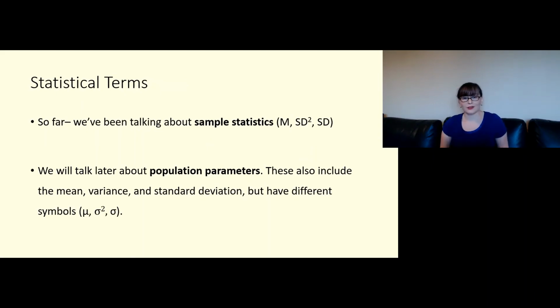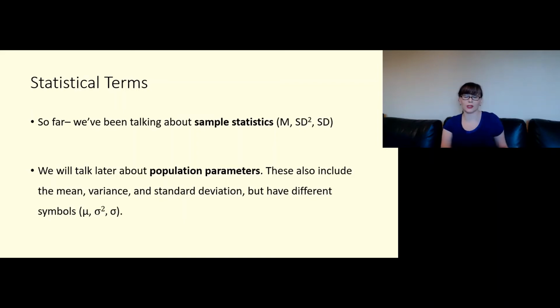Thinking about samples and populations, one of the ways that we'll be marking this as we move forward is in these symbols as we talk about these statistics. We've already talked about sample statistics. We had these symbols, things like M and SD and SD squared, that we used to show our statistics when we talked about mean, variance, and standard deviation beforehand.